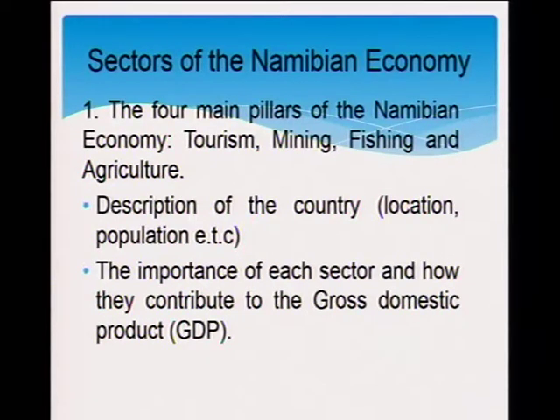So, back to the Namibian economy, you need to know a brief description of the country, the location, the population, and all those demographics, the regions, and as much as you can have in terms of facts and figures. What is interesting is the importance of each sector and how these sectors contribute to the GDP. In other words, what is the importance of the tourism sector and how does the tourism sector contribute to the GDP? What is the importance of the mining sector to the economy and how does the mining sector contribute to the GDP? Also the same for fishing and agriculture.